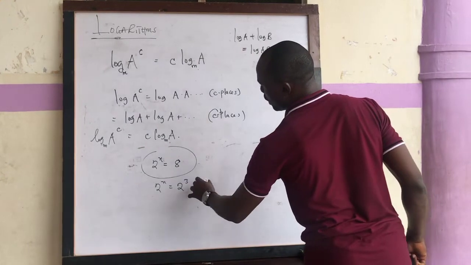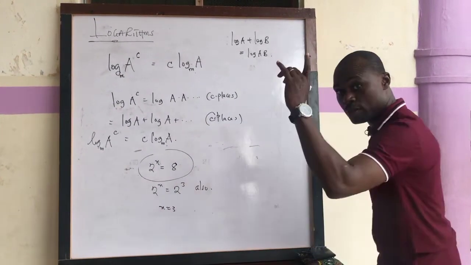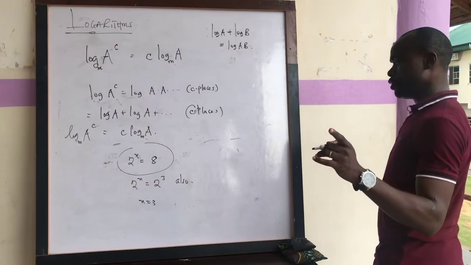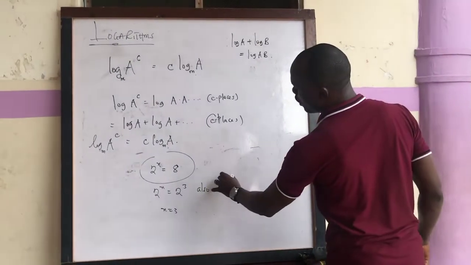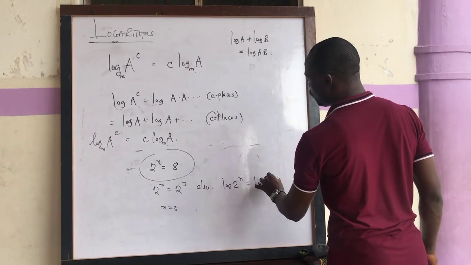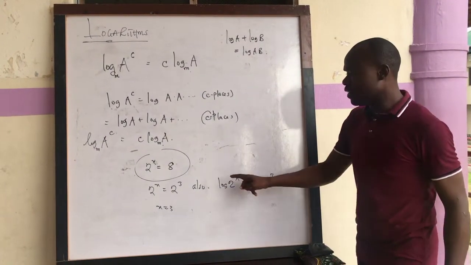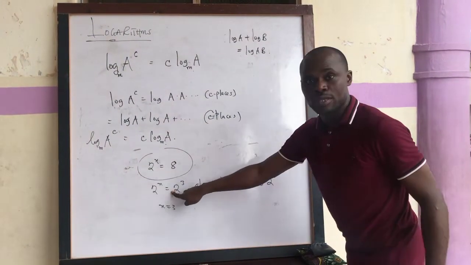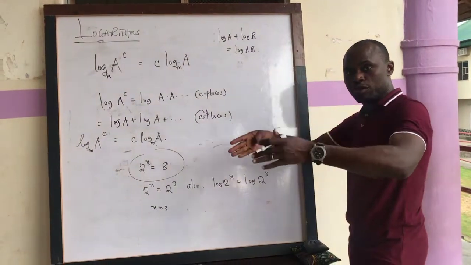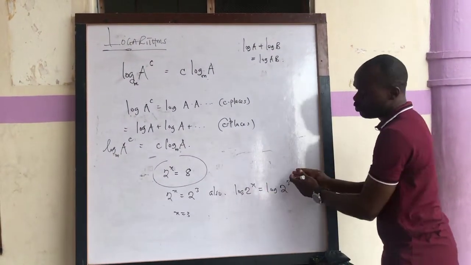So also, x is equal to 3 here by the first law we discussed on indices. Here we can also have the log of 2 raised to the power of x equals the log of 2 raised to the power of 3. What I've done here is to apply the logarithm to both sides. So I write log of this and log of this.